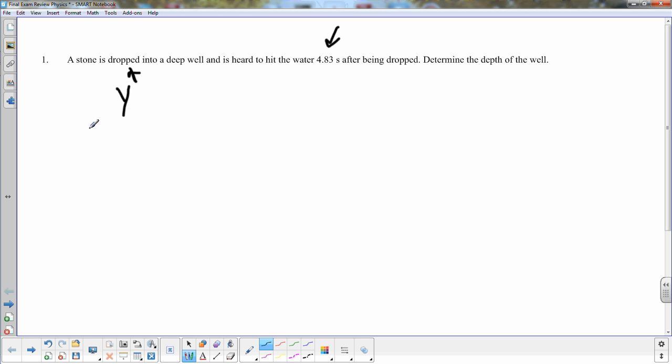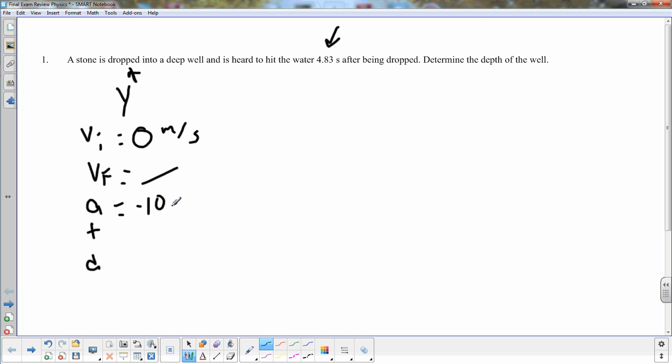We're going to deal with VI, VF, A, T, and D. And we know the VI is 0 meters per second. We would care about the VF if I asked about it, but I don't seem to ask about it here, so we're not going to care about it. The acceleration on something that's being dropped, as we all know, is negative 10 meters per second squared. And the time we know is 4.83 seconds.